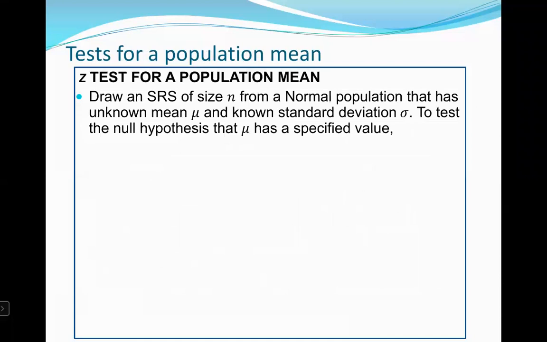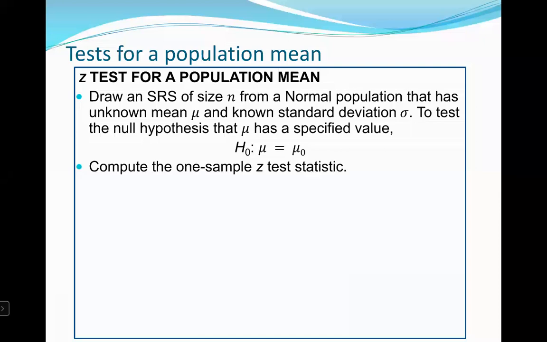The z-test for a population mean. Draw an SRS of size n from a normal population that has known mean mu and known standard deviation sigma. To test the null hypothesis that mu has a specified value, the null hypothesis H naught is that mu is the original mu from the problem, or mu naught.